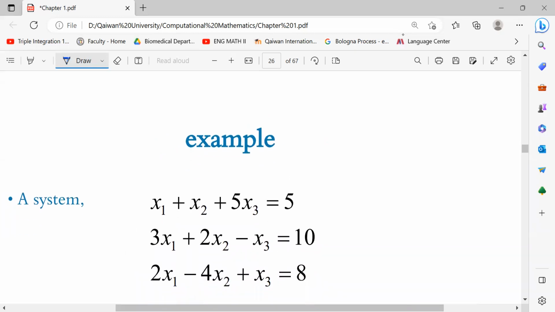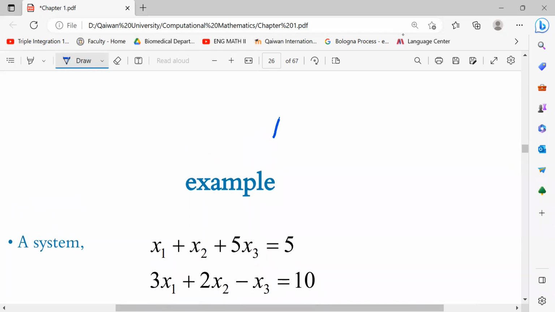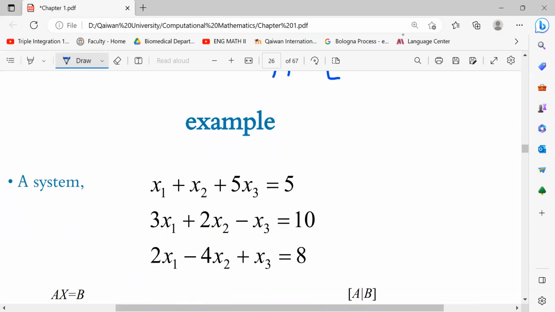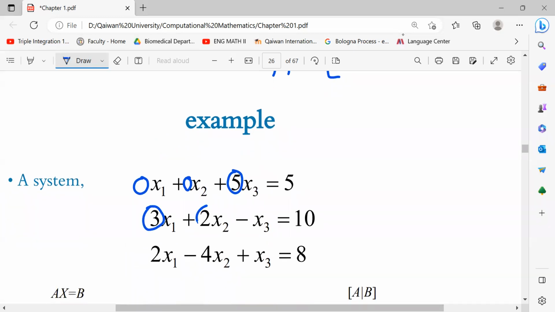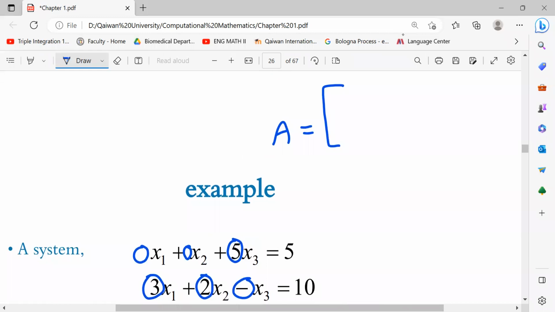Yeah, it is the coefficients. A is the matrix that you get from the coefficients of the system. How to arrange the coefficients? The coefficients of the first equation are going to be the first row. Coefficients of the second equation are the second row. Then the coefficients of the third equation are the third row of the matrix.